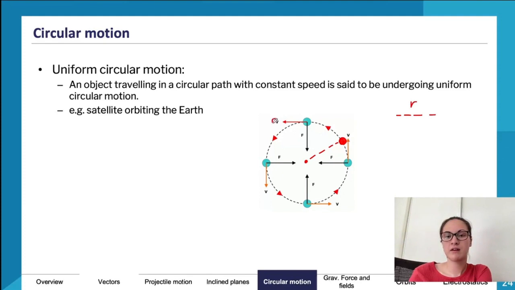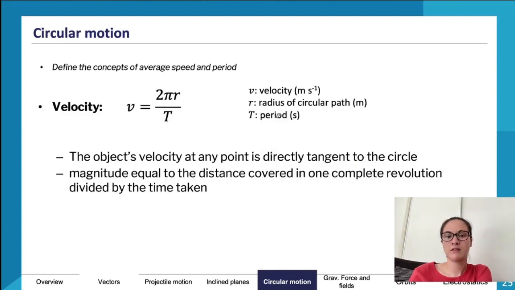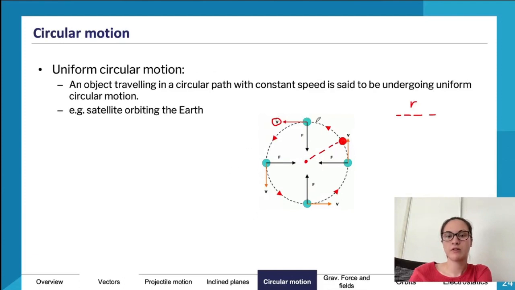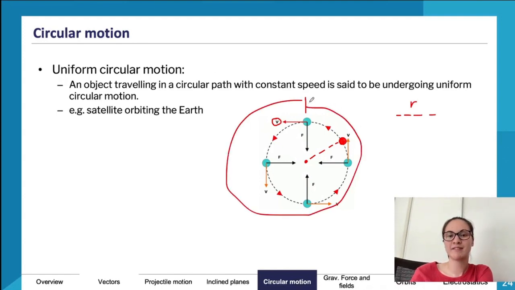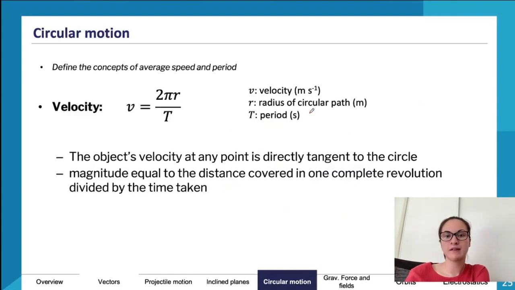Obviously you've got the velocity there, and then you've got the period to do one rotation. So it's like to go from here all the way around back to there. That was such a bad drawing, but you get the idea. To do one revolution, to do one rotation, it takes so many seconds. So the object's velocity at any point is directly tangent to the circle. The magnitude is equal to the distance covered in one complete revolution divided by the time taken.